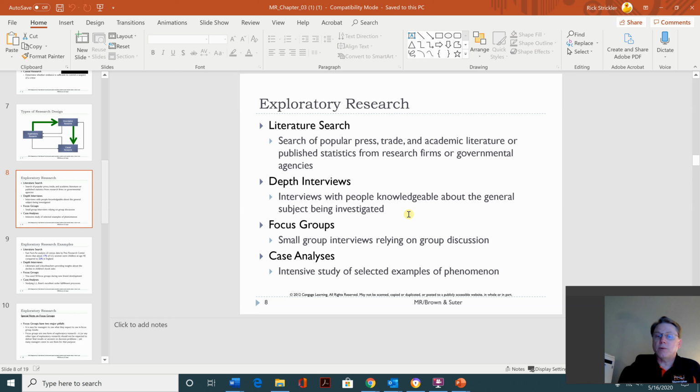Depth interviews. Interviews with people knowledgeable about the general subject being investigated. Focus groups. Small group interviews relying on group discussion, and then case analysis. Intense study of selected examples of the phenomenon.